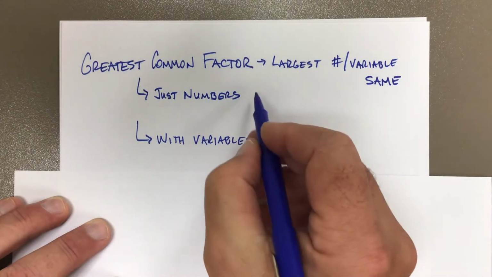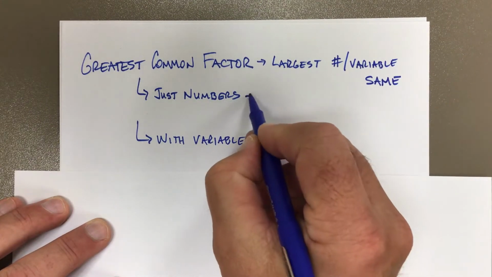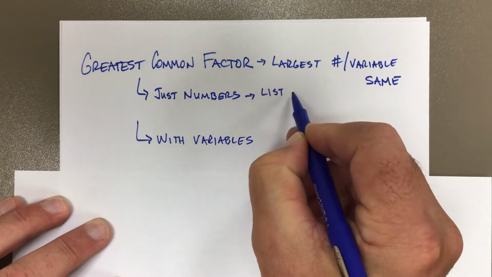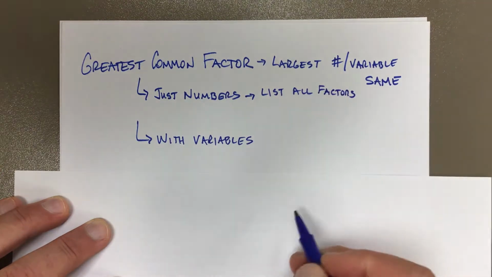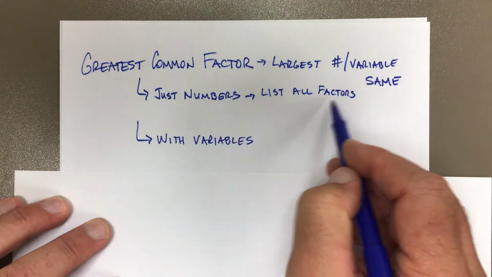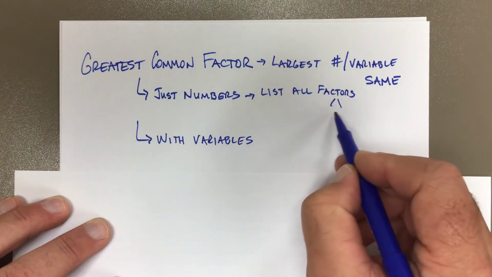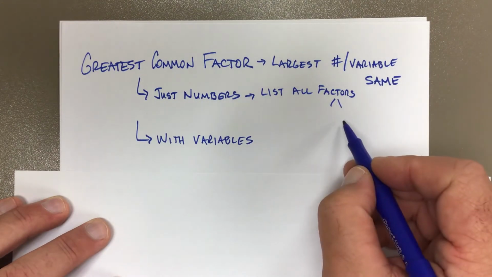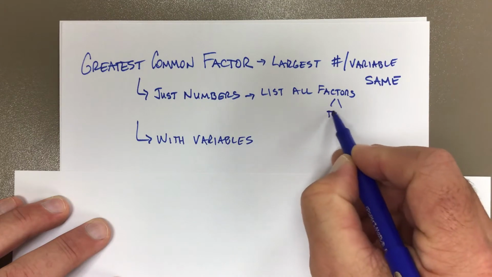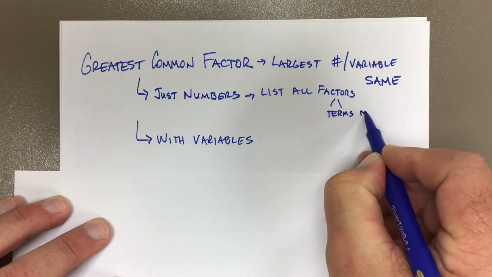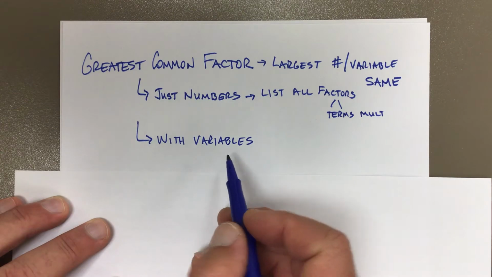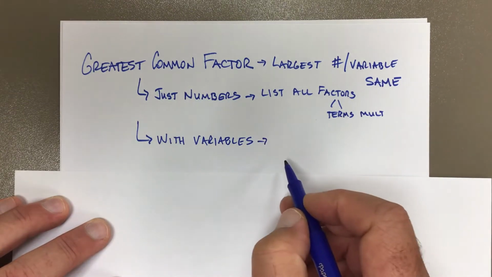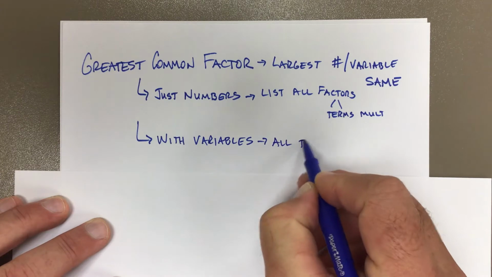If it's just numbers, then we're simply going to list all the factors and go from there and pick the one that is the largest. So list all the factors. Remember, factors just means things that we multiply together to come up with a product. And then if we have variables in there, then everybody has to have that variable. All terms have to have the variable.